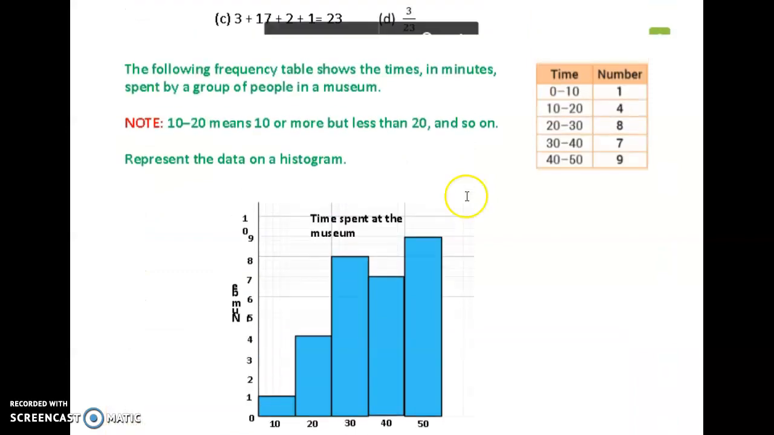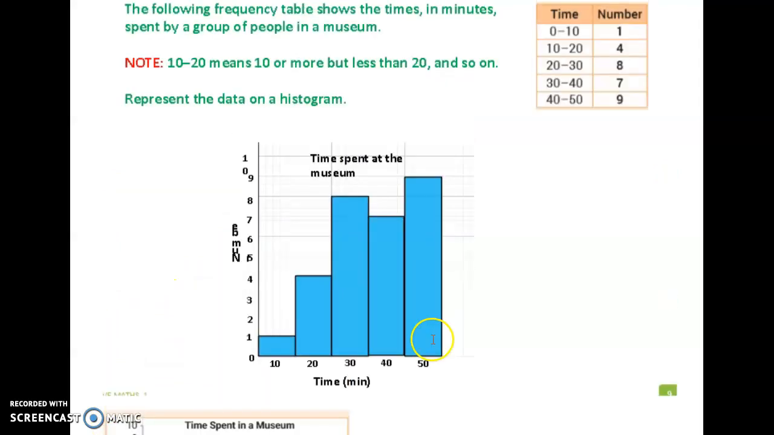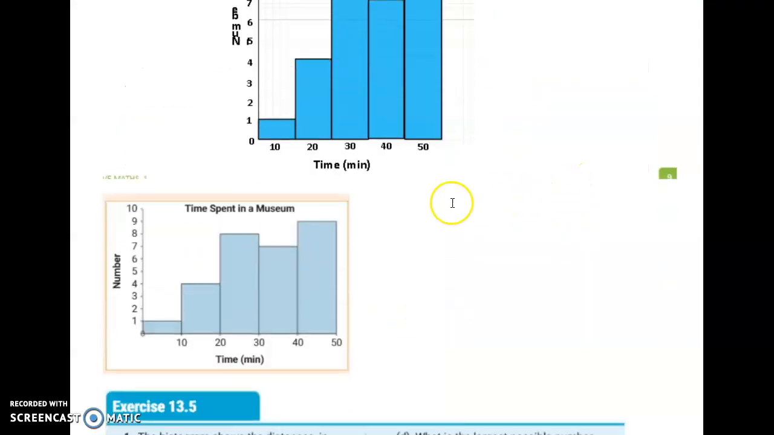The next one is from 10 to 20, there were 4 people. So we go from 10 to 20, go up to 4, and we draw our box the whole way along. Then from 20 to 30, there were 8 people. So we go from 20 to 30 and up as far as 8, and we draw a nice box. We're using a ruler and pencils here for drawing these. Then we look at the number for 30 to 40 minutes and 40 to 50 minutes.